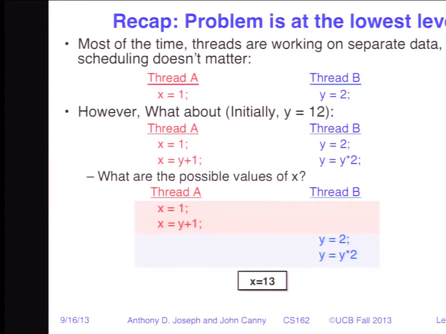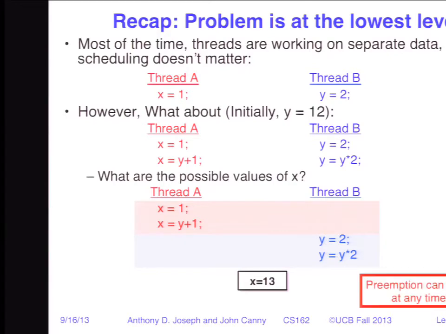So what are the possible values that we can have? We have to look at all possible interleavings. One interleaving is we run thread A to completion, and then we run thread B to completion. In which case, we'll have x equal to 1, and then x will equal y, which was set to 12, plus 1, so x equals 13. So that's where 13 came from. And then y gets set to 2, and y gets doubled, set to 4.